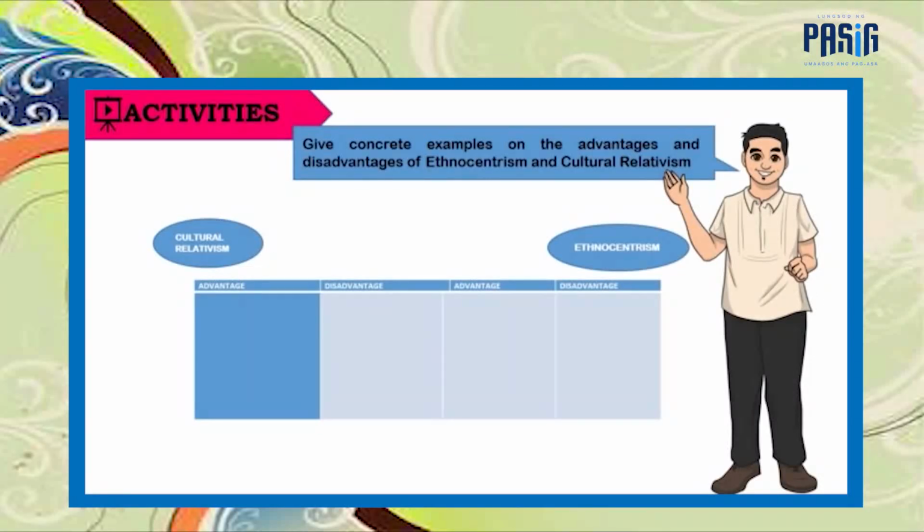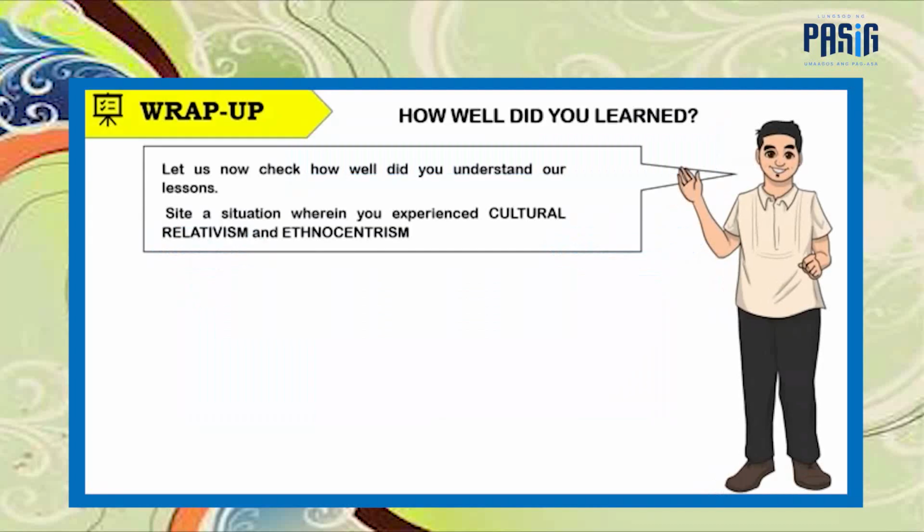On our next activity, let's give concrete examples of the advantages and the disadvantages of ethnocentrism and cultural relativism. You may answer our activity right after the video. How well did you learn? Let us now check how well you understood our lesson. Let us cite a situation wherein you experience cultural relativism and ethnocentrism. Like I said, you may do the activity separately right after our video lesson.